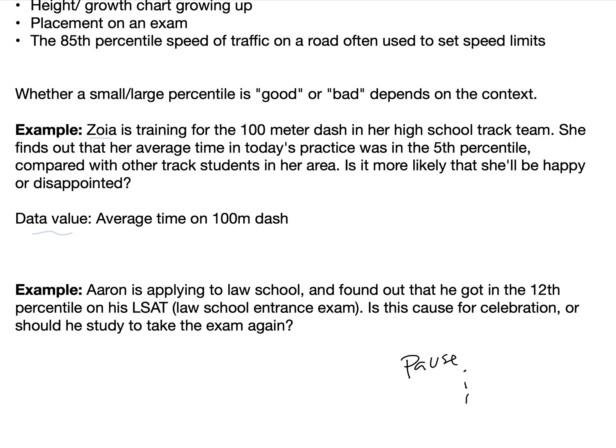And just to clarify, the data value we're talking about in the first example is the average time that Zoya had on her 100-meter dashes for practice that day, in the context of the data set of all other people's average times on 100-meter dashes for other track students in her area. So it's that actual data set, and she's in the 5th percentile in that data set.